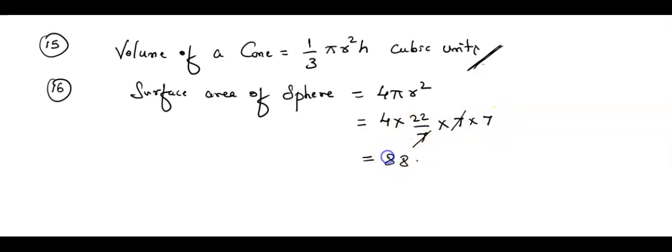4 into 22 into 7. 2 4s are 8. 2 4s are 8 into 7. 7 8s are 56, 6 and 5 carry. 7 8s are 56, 56 plus 5 is 61. So 616. The unit is centimeter, so centimeter square. The answer is 616 centimeter square. Now we have completed the second main, the 2 mark questions and answers. Now let me solve the third main.